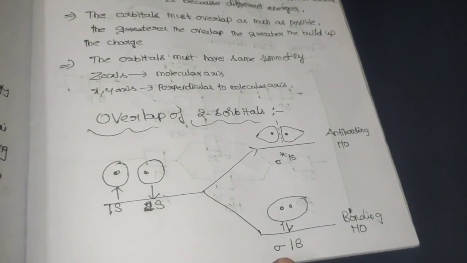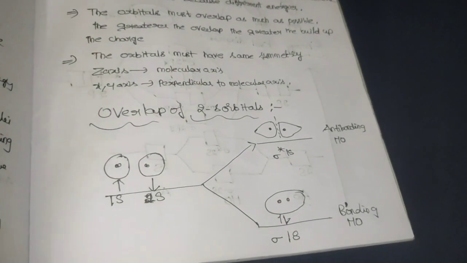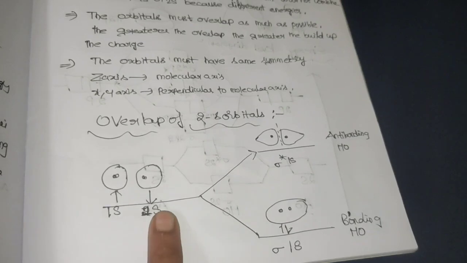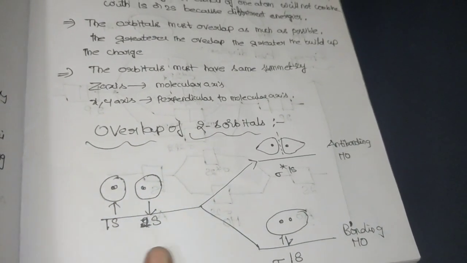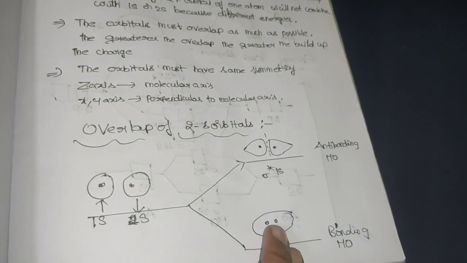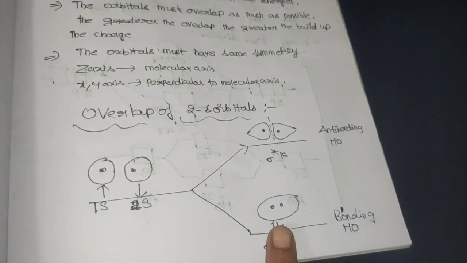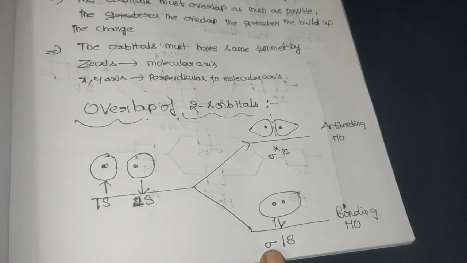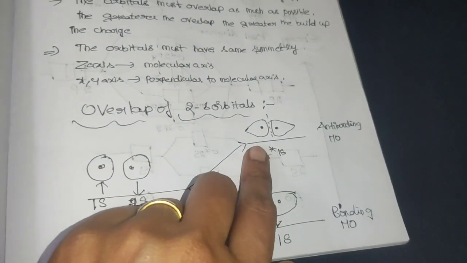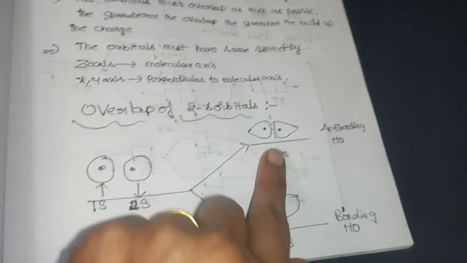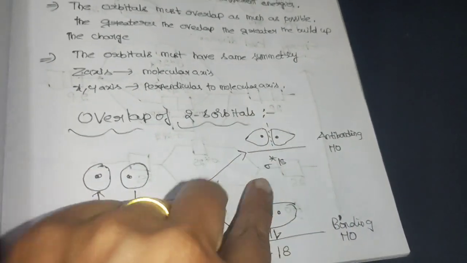Then we will see how the overlap takes place between two s orbitals. Already we discussed it, because the example we took is s only. So when two 1s orbitals, which have spherical shape, combine, they form one bonding molecular orbital and one anti-bonding molecular orbital. The bonding molecular orbital is represented by sigma 1s, and the anti-bonding molecular orbital is represented by sigma star 1s, where a nodal plane is there.